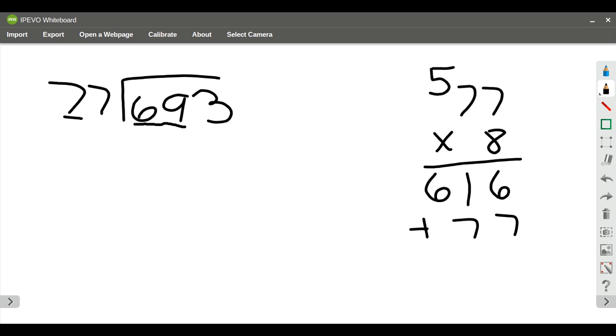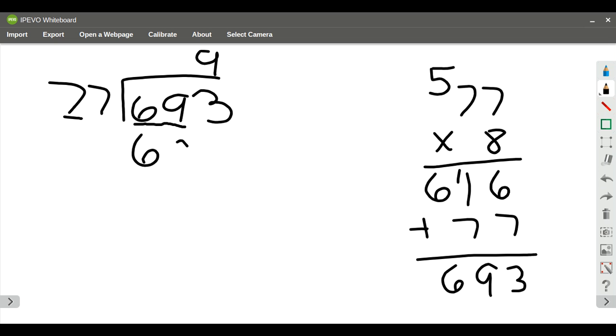So I'm going to add and see what I get. 6 and 7 is going to be equal to 13. I'm going to regroup the 1. 1 and 7 is going to be equal to 9 and 6. So 693. I went up a math fact here with this 77. So 77 is going to go into 693 9 times. And when I multiply that, I got 693. So I subtract, and I have 0 left over.